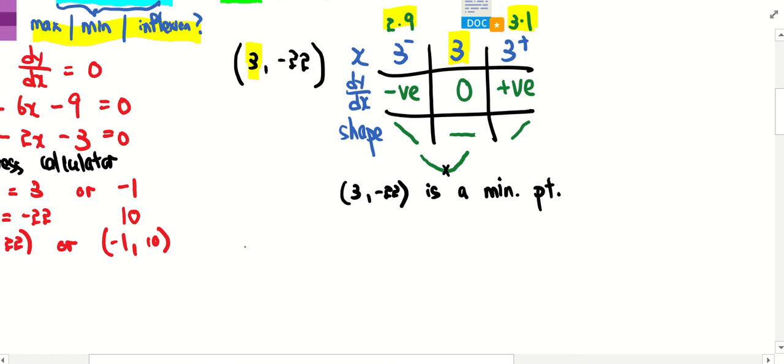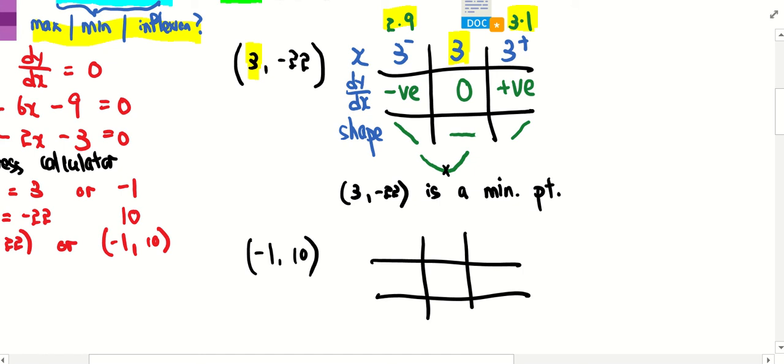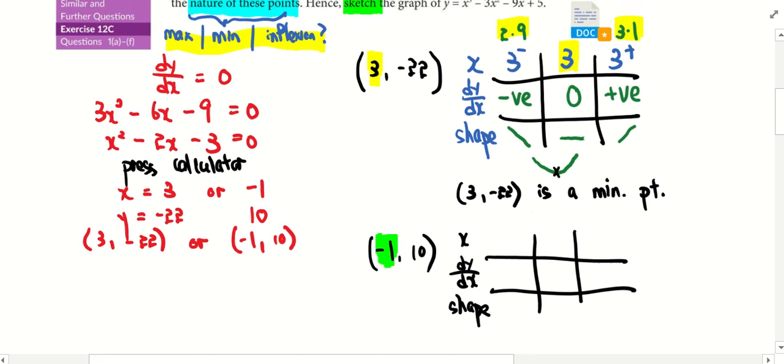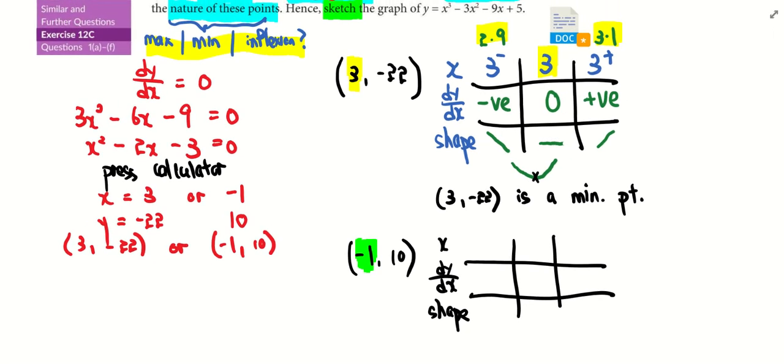Same thing. Now I need your help. Form another tic-tac-toe, or put in the x, the dy/dx for the gradient, and the shape. This time round, we cannot use number 3. We are supposed to use negative 1. So input the negative 1, minus, negative 1, plus.